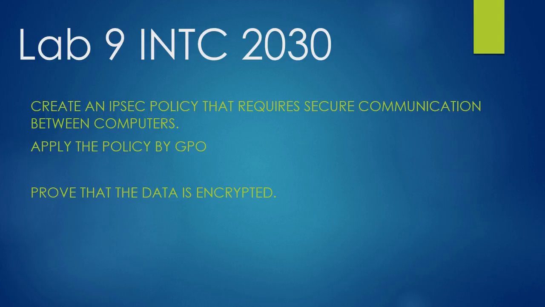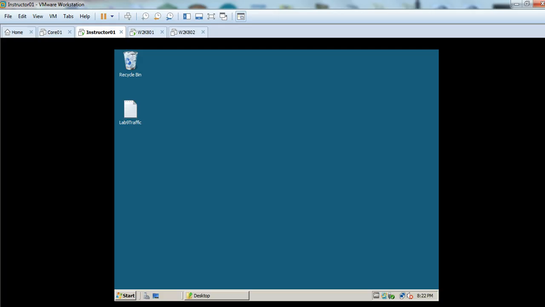Here on the screen I have the tasks we're going to be performing. We will create an IPsec policy that requires secure communication between the computers. We will apply the policy by group policy object, and we will prove that the data is encrypted when we transfer it over the network. Let's go ahead and get to it.